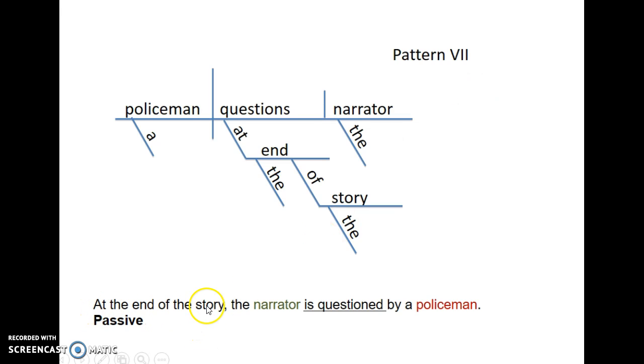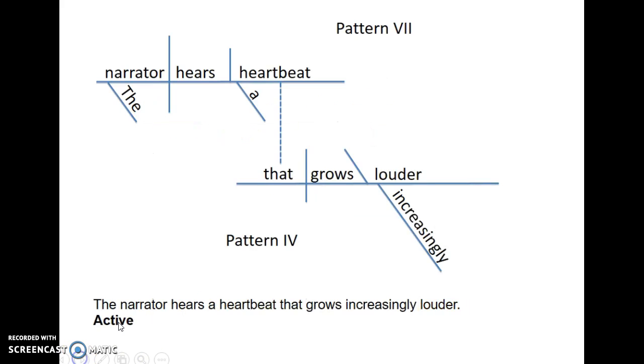For this one, we're going to skip that first clause and skip right to the verb. And we have, again, is questioned. Be verb plus the ed form, the past participle. We have our two nouns, and we have a by. All good indications that this is passive. Who is doing the questioning? It's the policeman. So we change the order to get the subject preceding the verb. So the policeman questions whom? The narrator. That's our basic sentence. And then we put our little phrase at the beginning here. At the end of the story is answering the question when. So it's going to go under the verb. So this is a pattern 7, subject, verb, direct object.